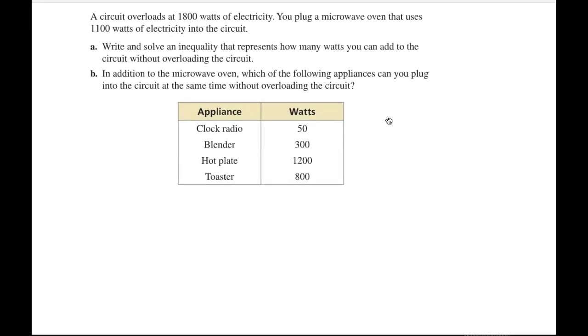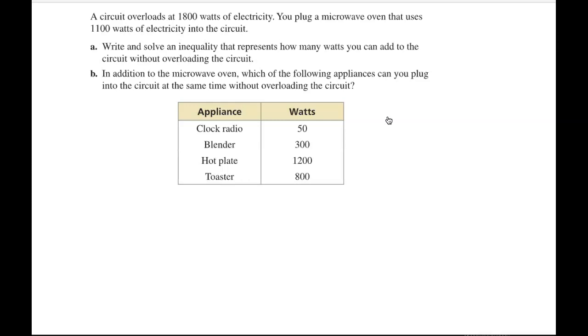A circuit overloads at 1,800 watts of electricity. You plug a microwave oven that uses 1,100 watts of electricity into the circuit. Write and solve an inequality that represents how many watts you can add to the circuit without overloading the circuit. And then B, in addition to the microwave oven, which of the following appliances can you plug into the circuit at the same time without overloading the circuit?